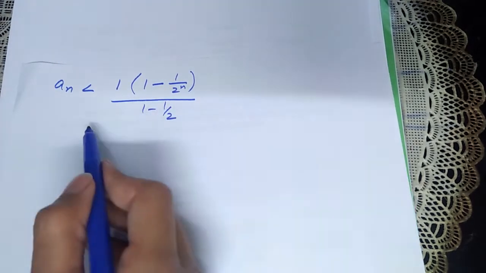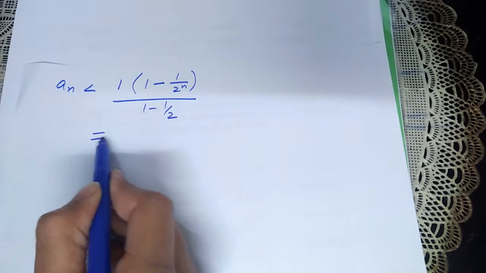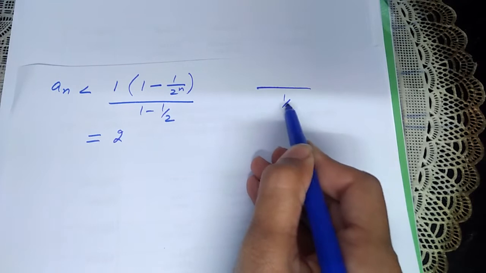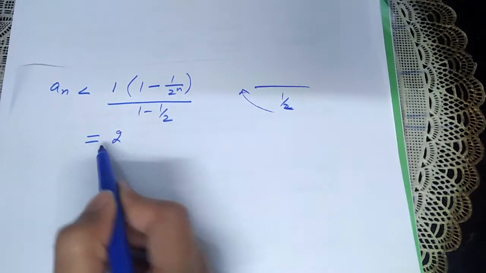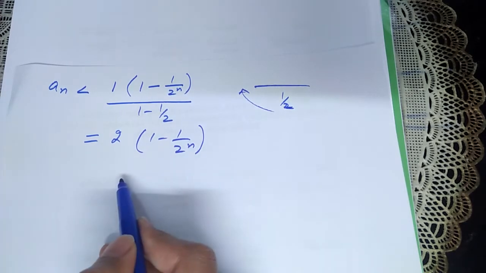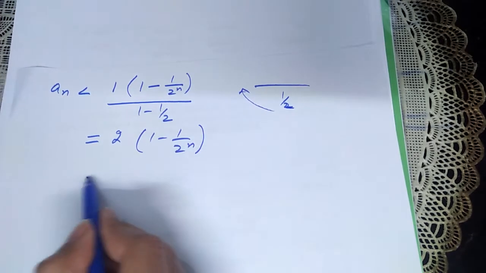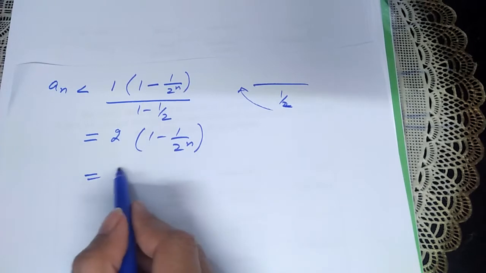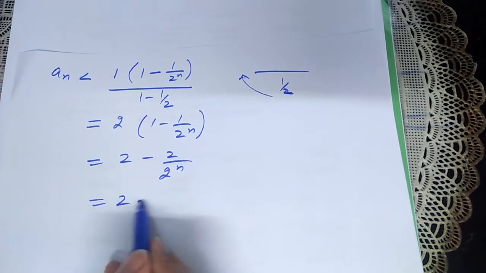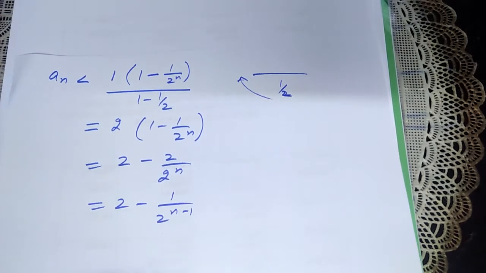And we can simplify it. That is basically equals to 1 minus 1 by 2 is 1 by 2. The 2 will be taken up because it is 1 by 2 in the denominator. It can be moved up like this. So I got 2 into 1 minus 1 over 2 raised to power n here. And you know that we can just open it as 2 minus 2 over 2 raised to power n. So this will be 2 minus 1 over 2 raised to power n minus 1.